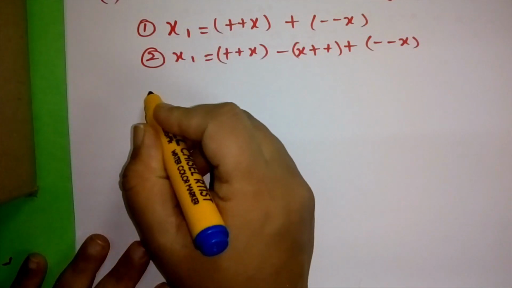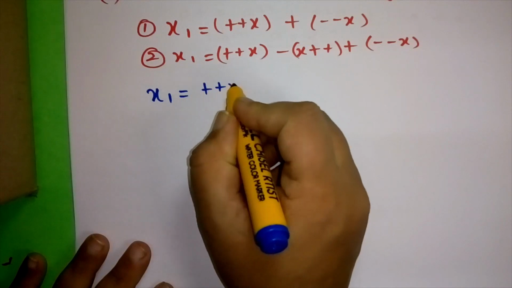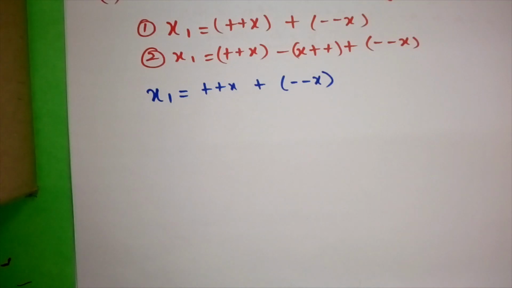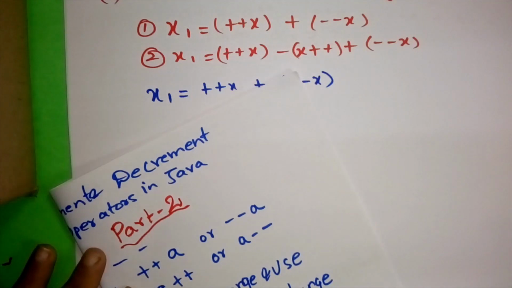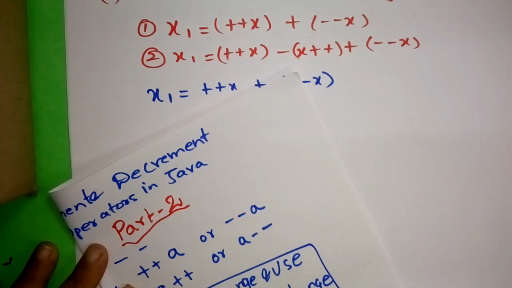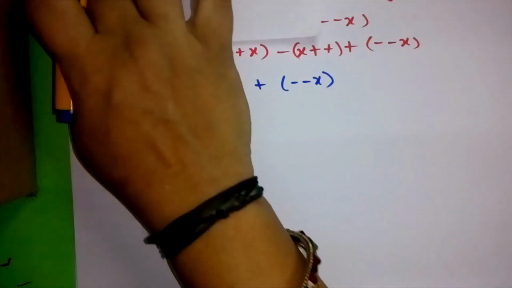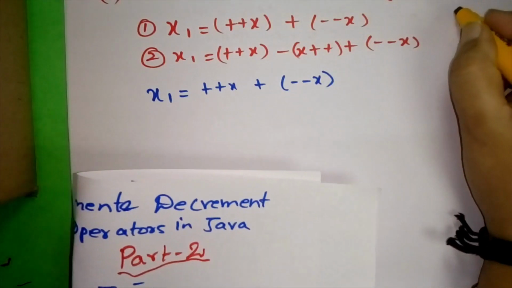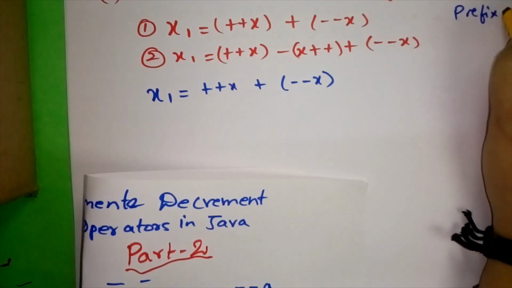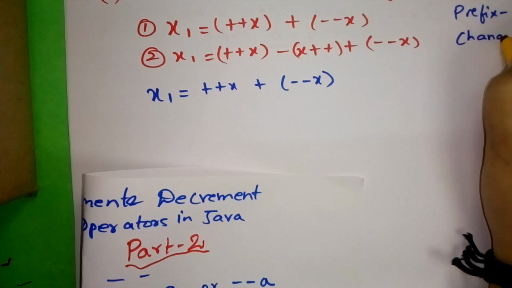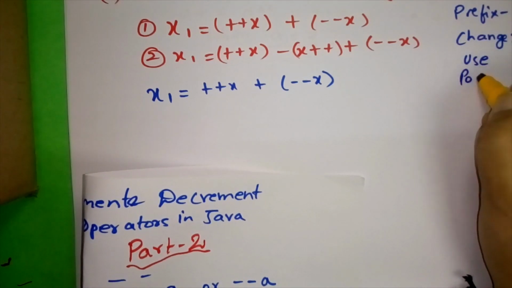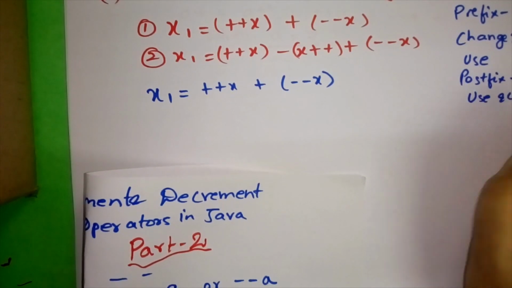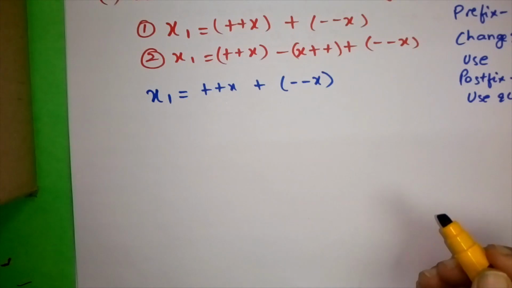Let us begin now. x1 is equal to plus plus x plus minus minus x. Now what is the paradigm that I told you about? Prefix is change and use, and postfix is use and change. Are you able to see this, or do I have to write it here? So prefix paradigm is change and use, and postfix is use and change. You need to remember this throughout when you are solving these kinds of problems.